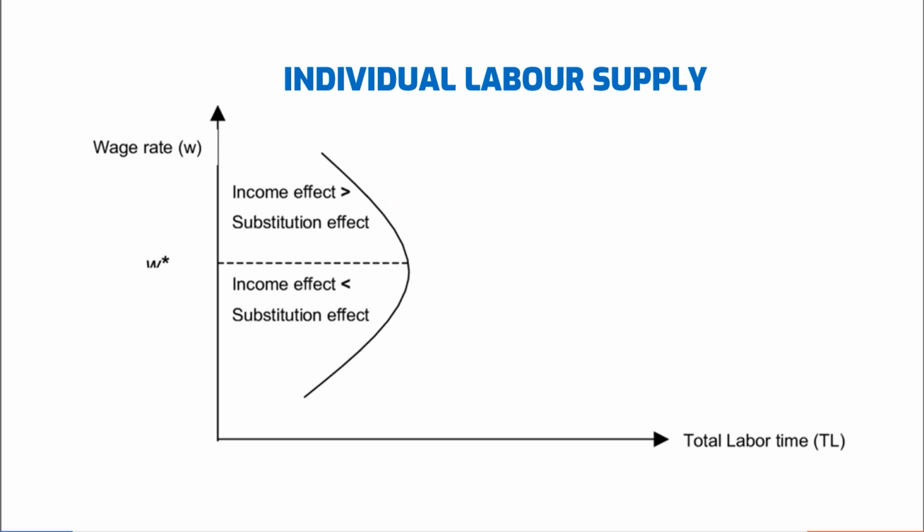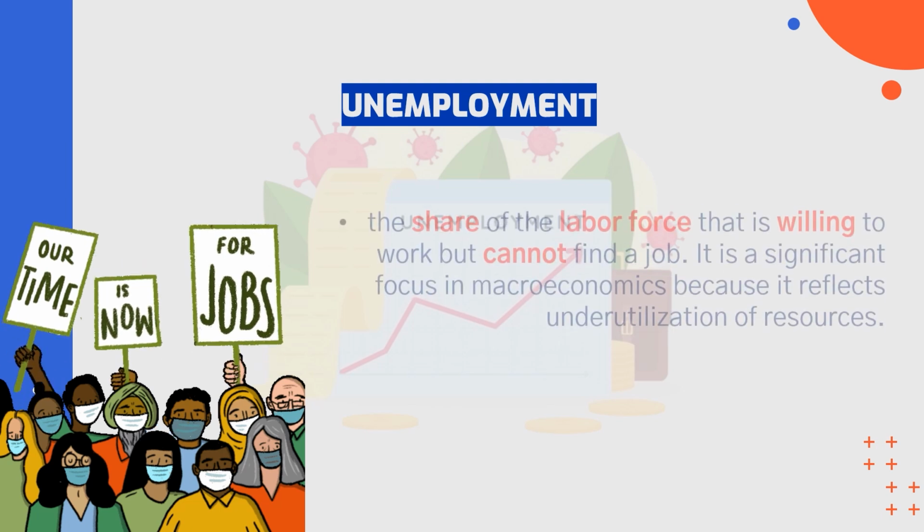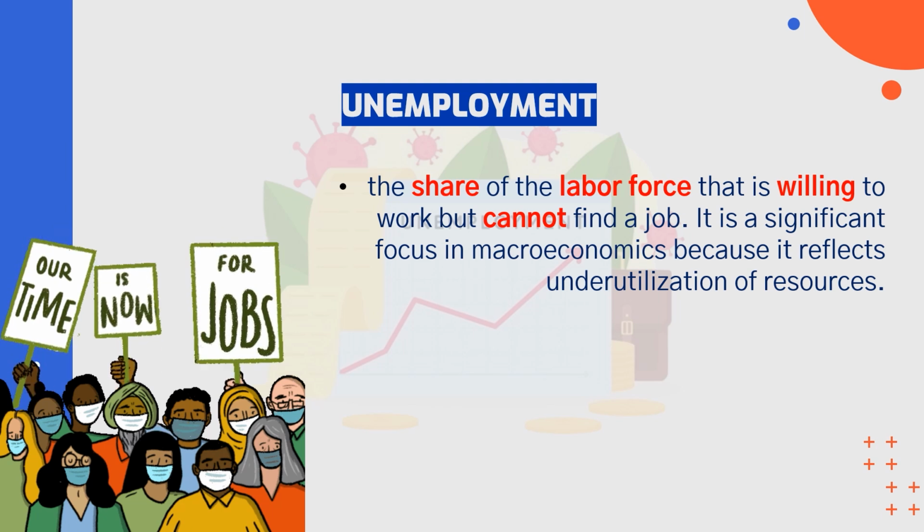Now that we have explored the labor market, let's shift our focus to unemployment, one of the key indicators of economic performance. What is unemployment? Unemployment refers to the share of the labor force that is willing and able to work but cannot find a job. It is a crucial concern in macroeconomics because it represents underutilized human resources. But why does it matter?